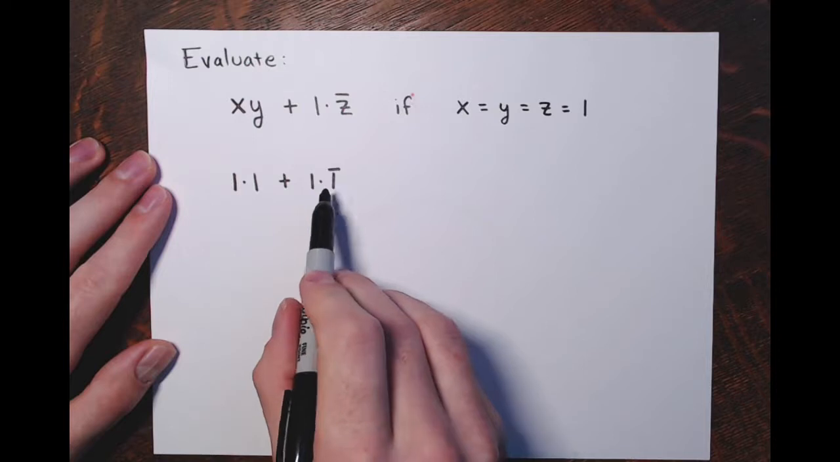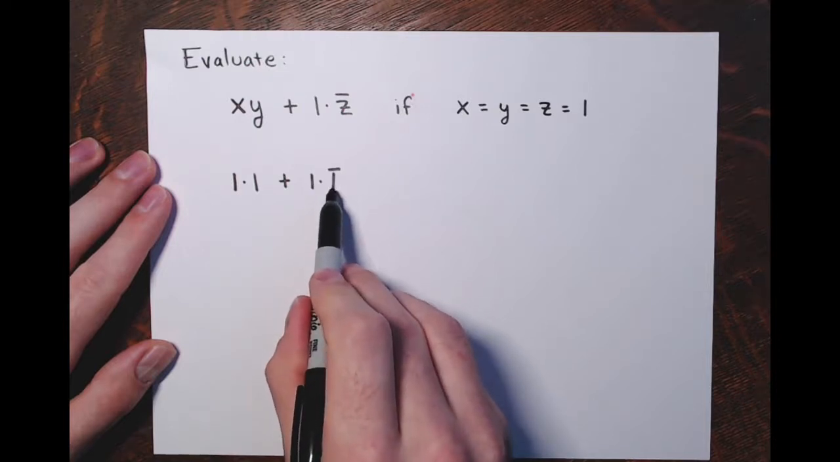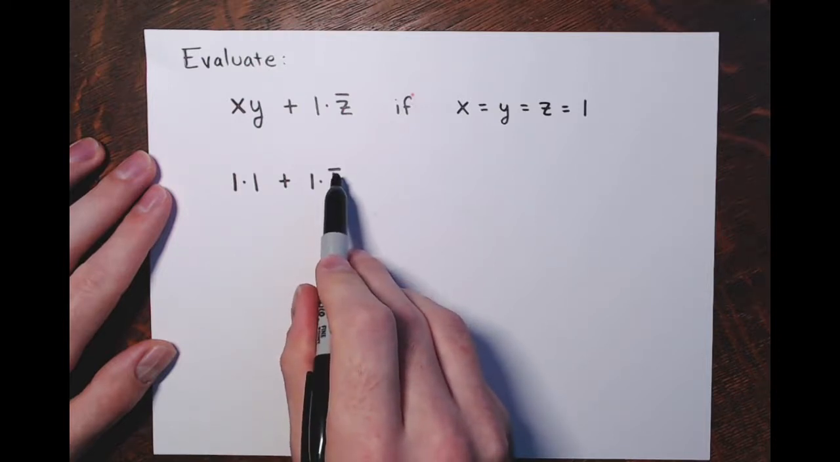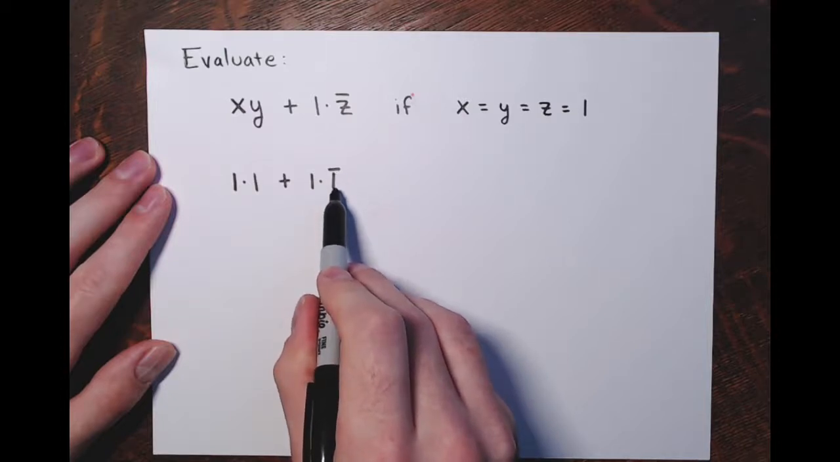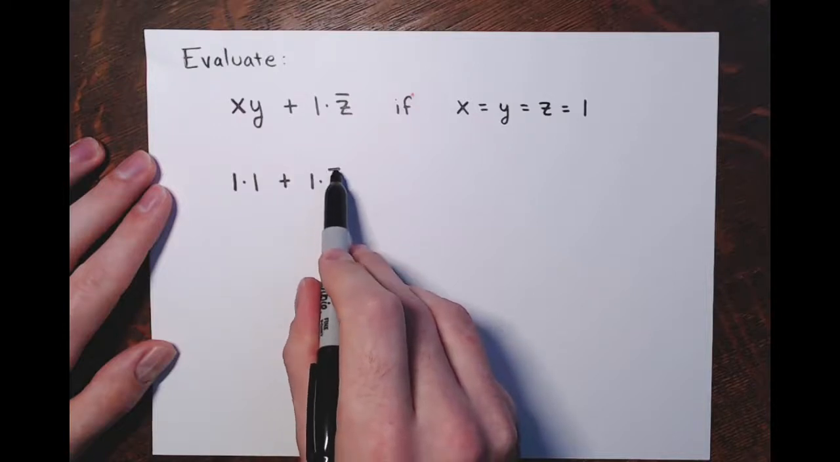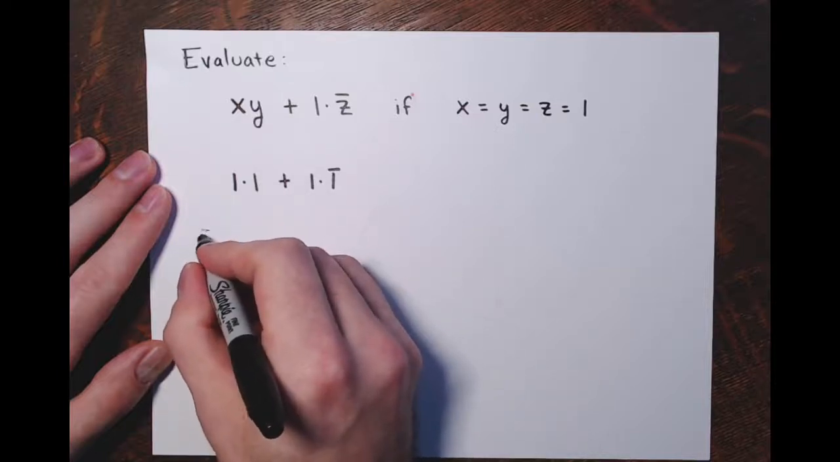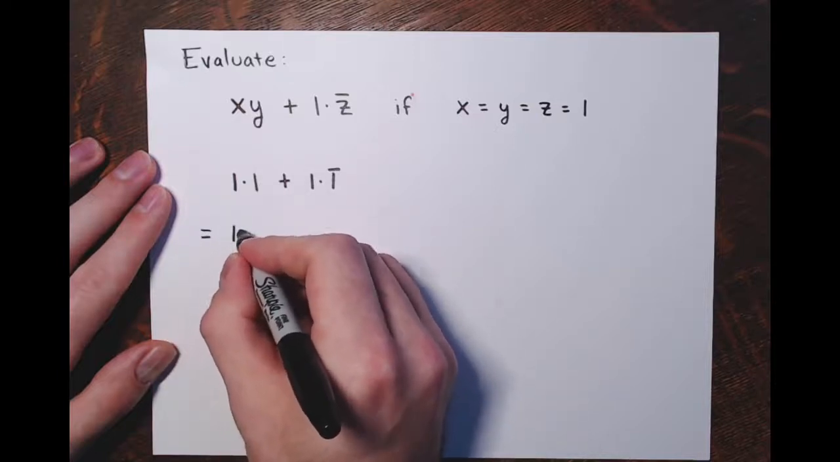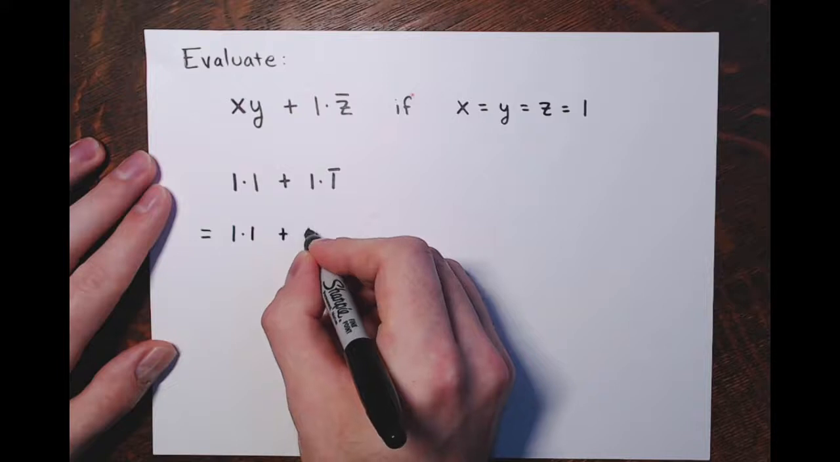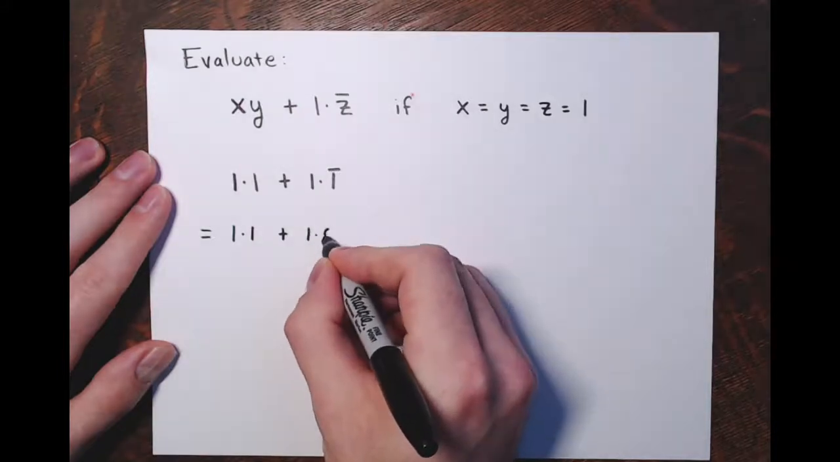I'm going to do the complement first, because remember, you apply the complement as soon as the expression underneath has a value, is evaluated, which it is. I know that this is 1, so as soon as I know the expression underneath the bar is 0 or 1, I apply the complement. So this is 1 times 1 plus 1 times, and then the complement of 1 is 0.